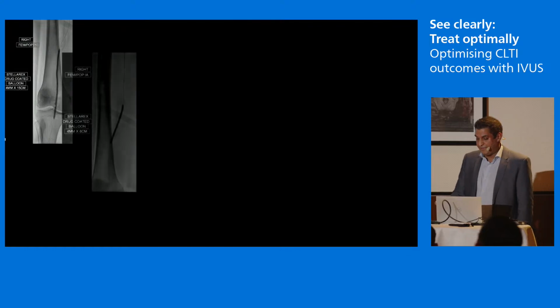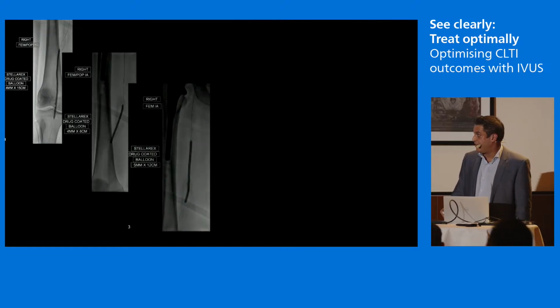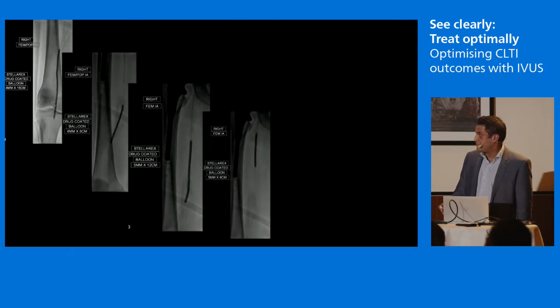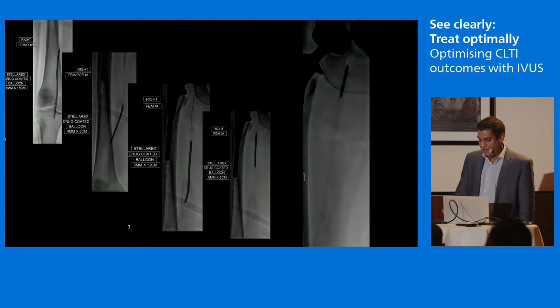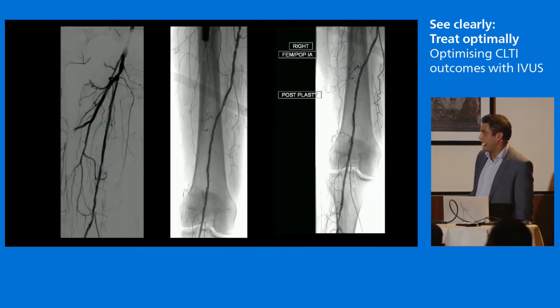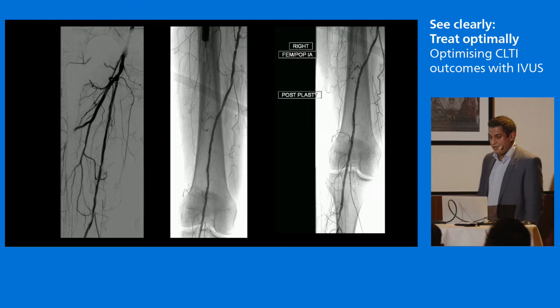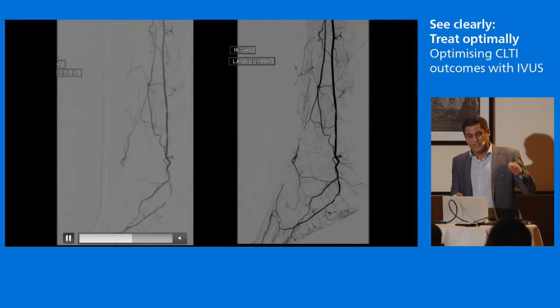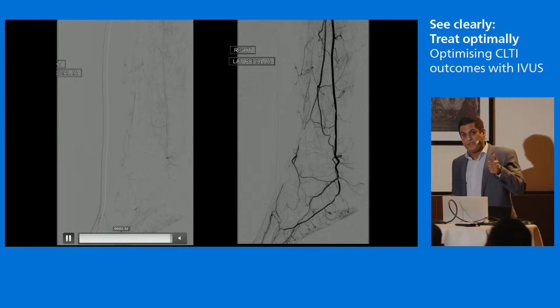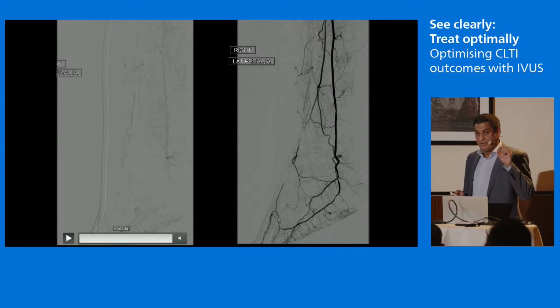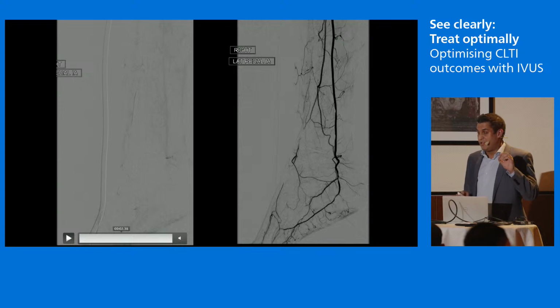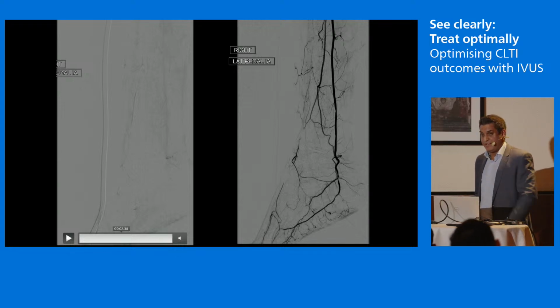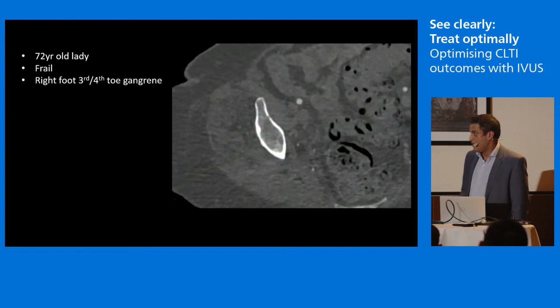Okay, so at the time we were using the StellarX device, so multiple StellarX balloons, because we are very keen on drugging patients, especially with CLTI, all the way up, and this was the final angiogram. So that was our early experience of using IVUS. We're just using it to ensure we're in the lumen, measure the vessel, use a vessel prep device, and then complete the case. So here's another lady.